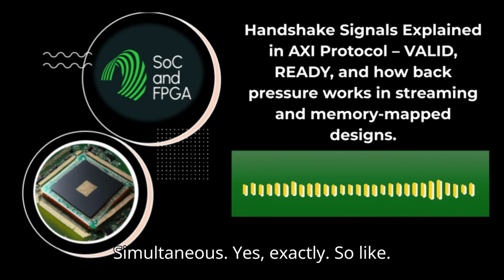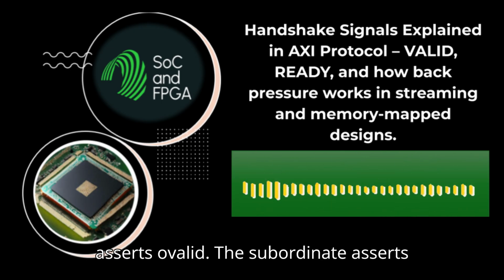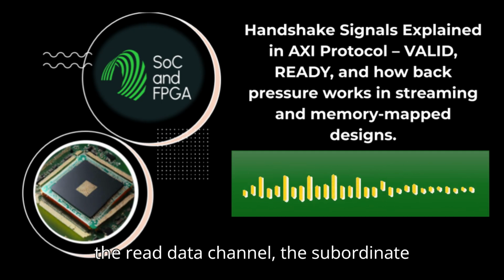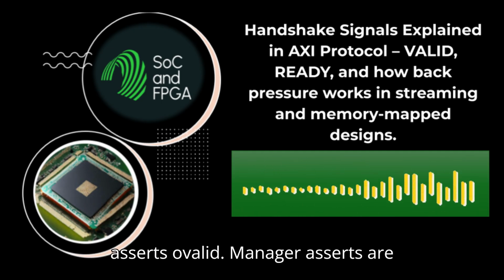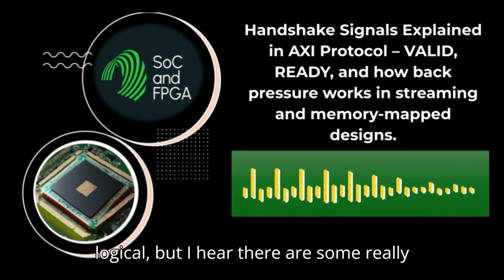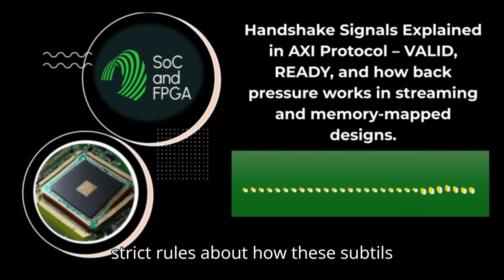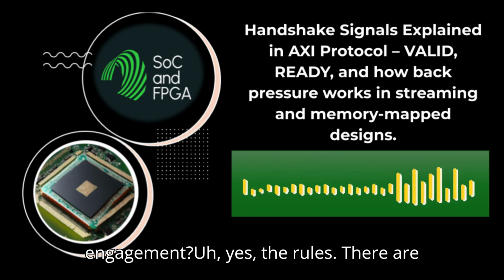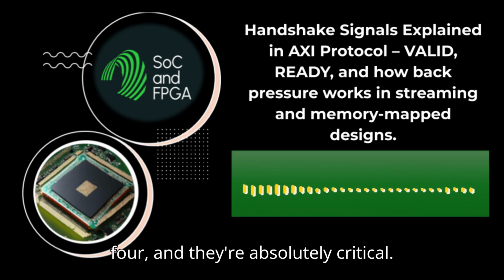It's a mutual agreement. Simultaneous, yes. Exactly. So, like on the write address channel, the manager asserts valid, the subordinate asserts ready. Boom, address transferred. On the read data channel, the subordinate asserts valid, manager asserts ready. Boom, data received. Seems logical. But I hear there are some really strict rules about how these signals behave. What are those rules of engagement? Yes, the rules. There are 4, and they're absolutely critical.